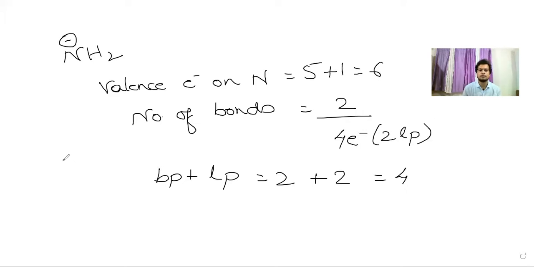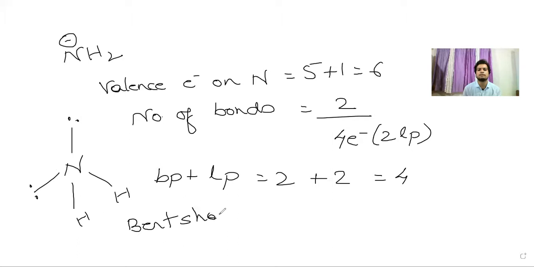Now what is the basic geometry? Nitrogen in the center with 1, 2, 3, 4 positions. Two are lone pairs, and the other two are hydrogen. So what is the shape? Bent shape, or angular, or V shape. What is the geometry? Tetrahedral. So that is how you need to go about this VSEPR theory.